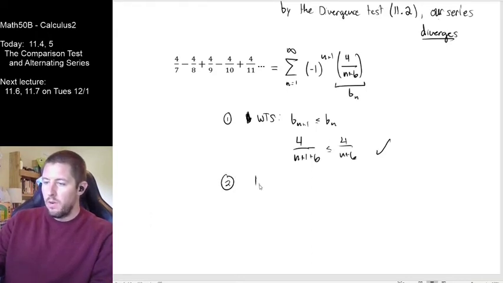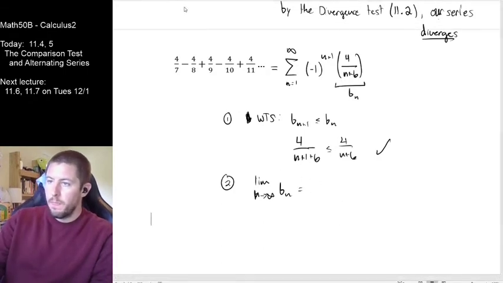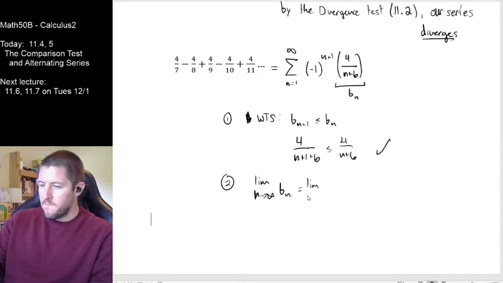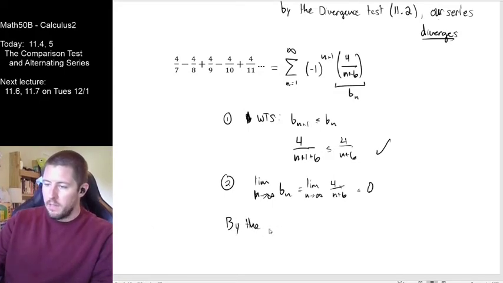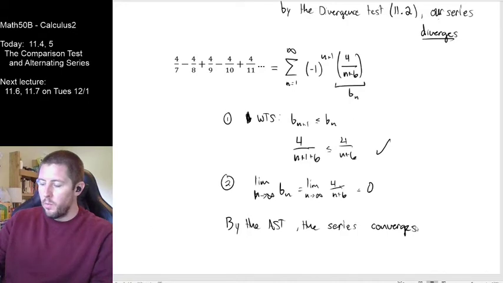The second thing we want to show is what's up with the limit as n goes to infinity of b sub n. That one's also going to be pretty easy. I got to quit forgetting my limits here. It's driving me nuts. And here, real easy limit. That's obviously going to 0 right there. We're getting an infinitely large denominator and a constant in the numerator. So based on both of these things being confirmed, by the AST, the series converges. Right? We met the 2 requirements.